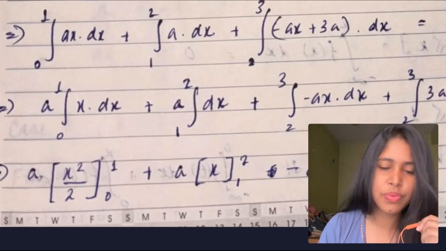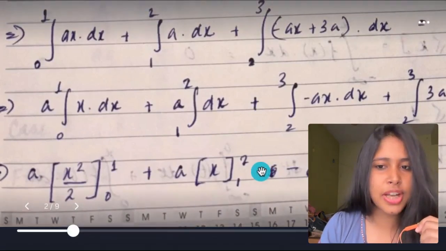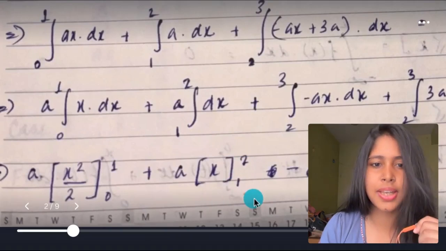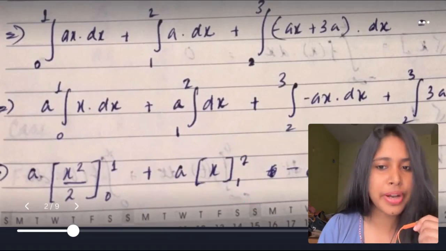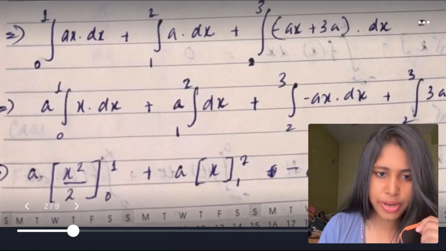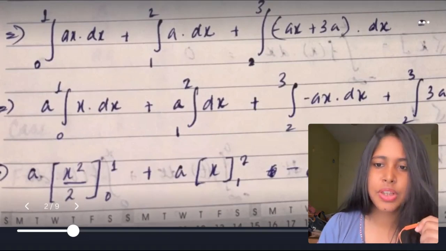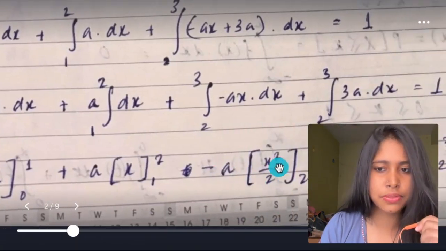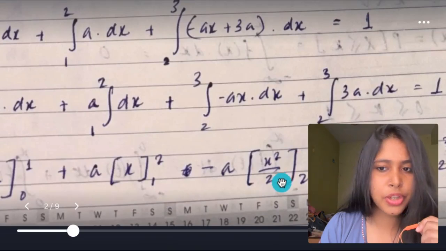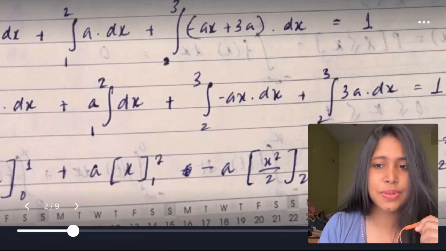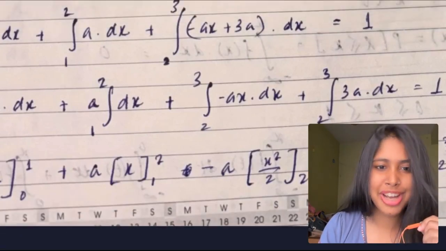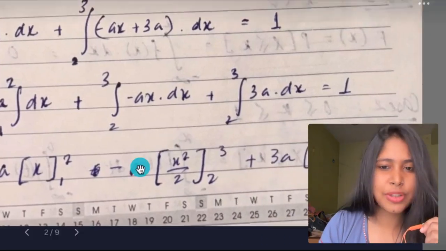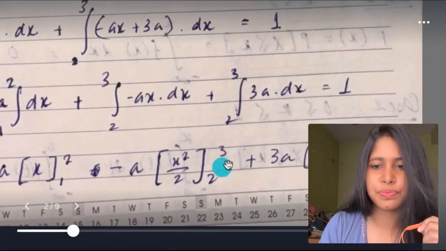A by 2. Okay, and same for this part, putting the value of the upper limit in place of x and then putting the lower limit's value, which is 2 minus 1. So a into 2 minus 1 is 1, so a. And for this part, minus a, we are putting the value of 3 here first and then 2. So 3 square by 2, which is 9 by 2, minus 2 square by 2, which is 4 by 2, which is equal to 9 by 2 minus 4 by 2, which is 5 by 2. So that will be the value here, minus 5a by 2.